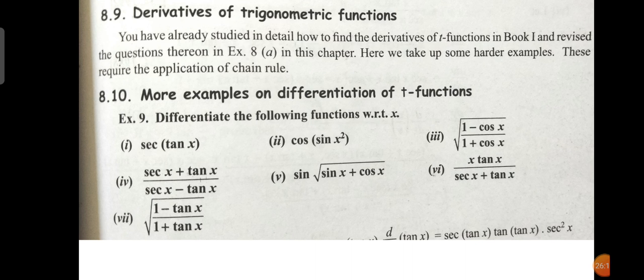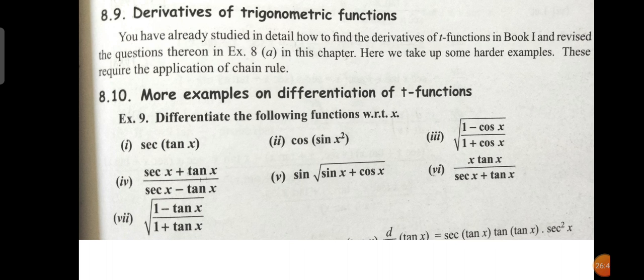Next is the derivative of trigonometric functions that you have now. You have studied the trigonometric functions in the previous class. The derivatives of trigonometric functions have been there, and the examples require the application of the chain rule. Here the chain rule has been used. So differentiate the following with respect to x: sec of tan x. The whole function, and this is in your textbook. All these are textbook problems.